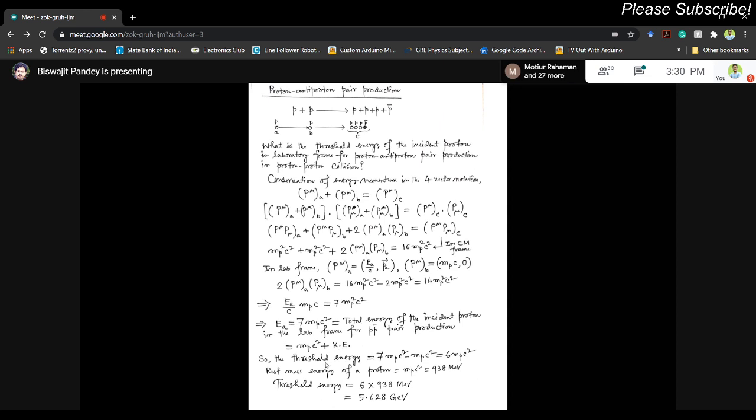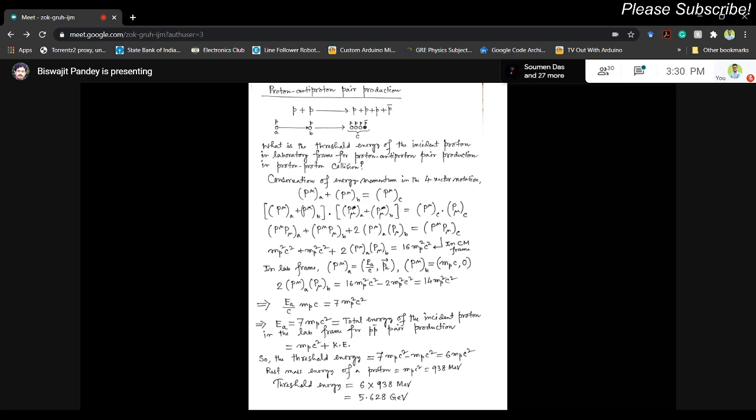So the threshold energy should be 7 mp c square minus the rest mass energy, which is 6 mp c square. And since we know that the rest mass energy of a proton is 938 MeV, if I multiply 938 with 6, I get 5.628 giga electron volt. So that's the threshold energy required for this collision to take place, for producing a proton-antiproton pair.